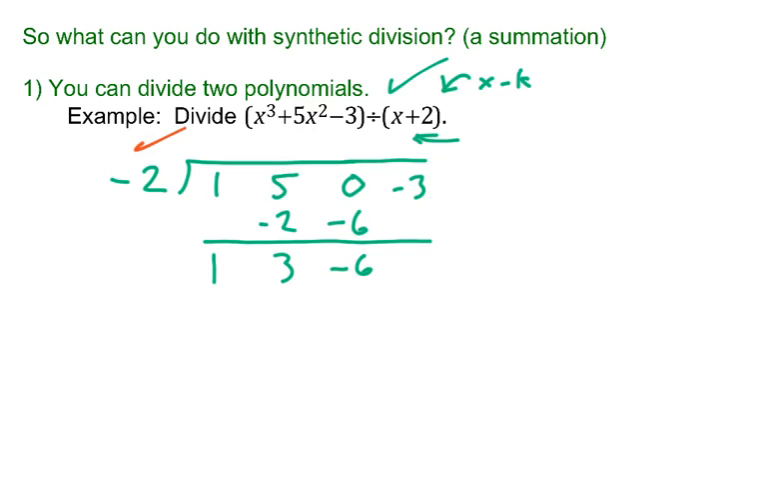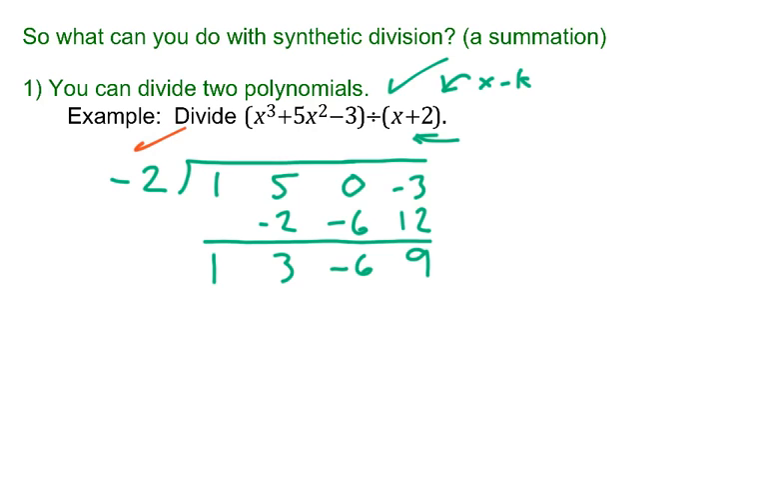We have one more thing we're going to multiply. Negative 2 times negative 6 gives me a positive 12. And then adding down the column, we get a 9. So let me say it again. Negative 2 times negative 6 gives me a positive 12. Add down the column, you get a 9.